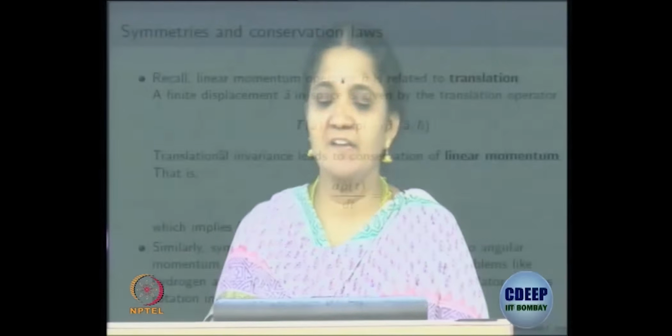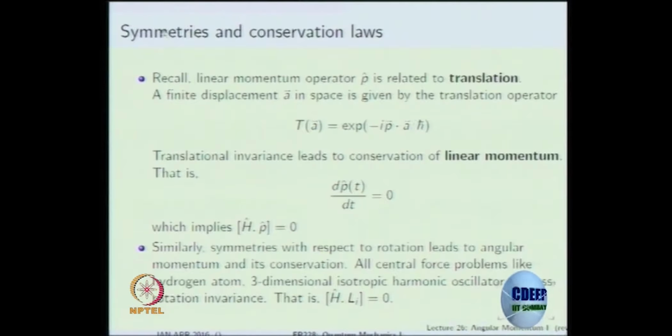And translation invariance of a system actually means that the linear momentum is conserved, which we have seen in both ways. In the Heisenberg picture, it's equivalent to saying that if a system has translation invariance, then the operator which performs translation had better commute with the Hamiltonian. So, symmetries with respect to rotation, just the same thing.